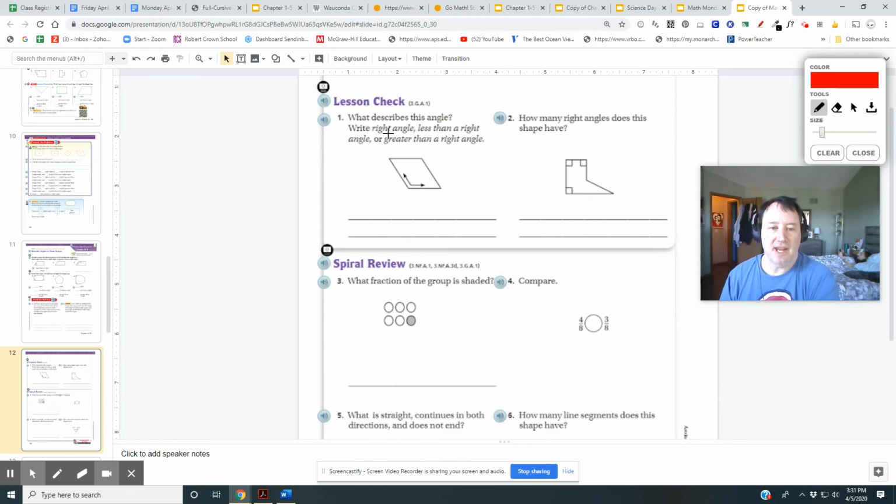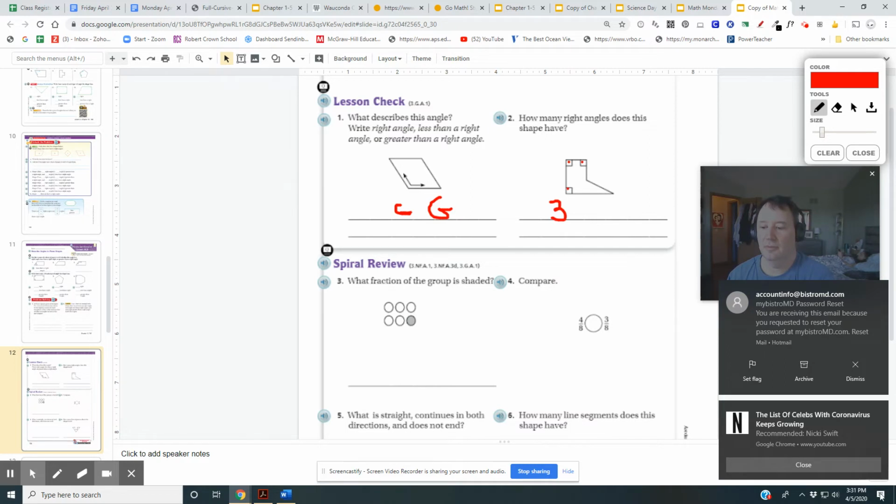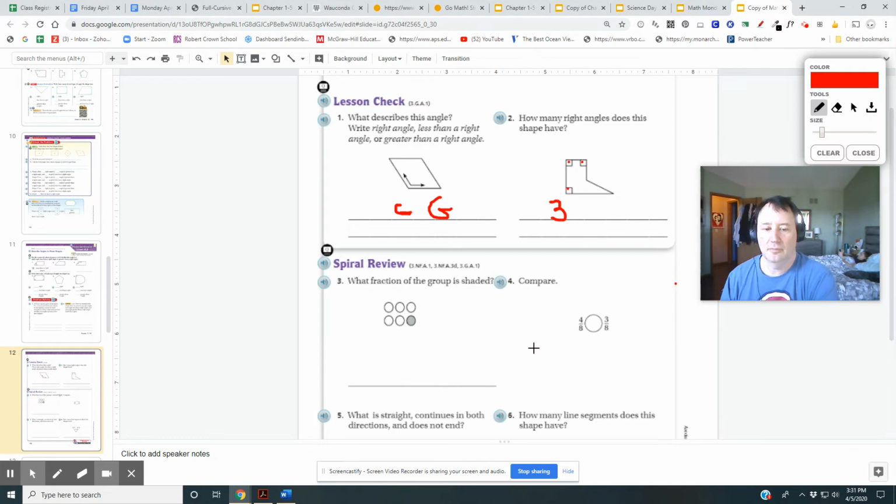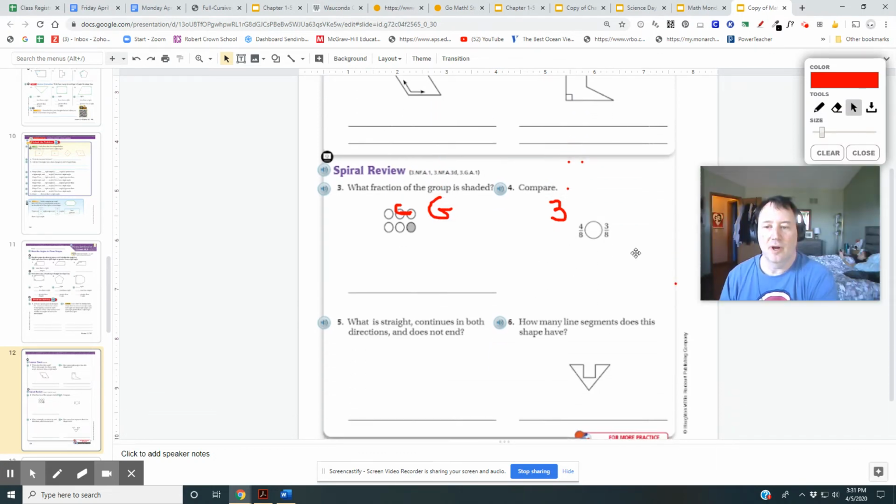What describes this angle? Greater than. How many right angles does this shape have? 1, 2, 3. 3. What fraction of the group is shaded? 1 out of how many are there? 6. Which one is greater? Okay, I would go 4/8 is greater because the numerator is higher.